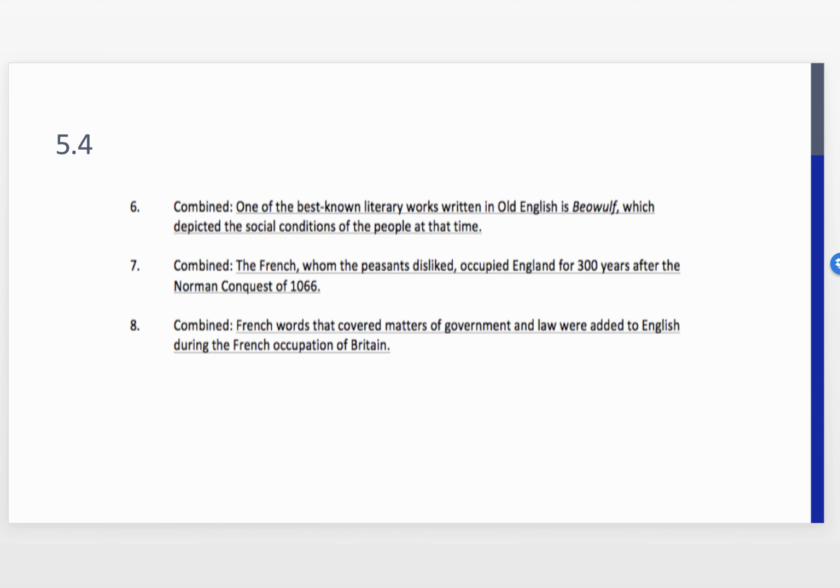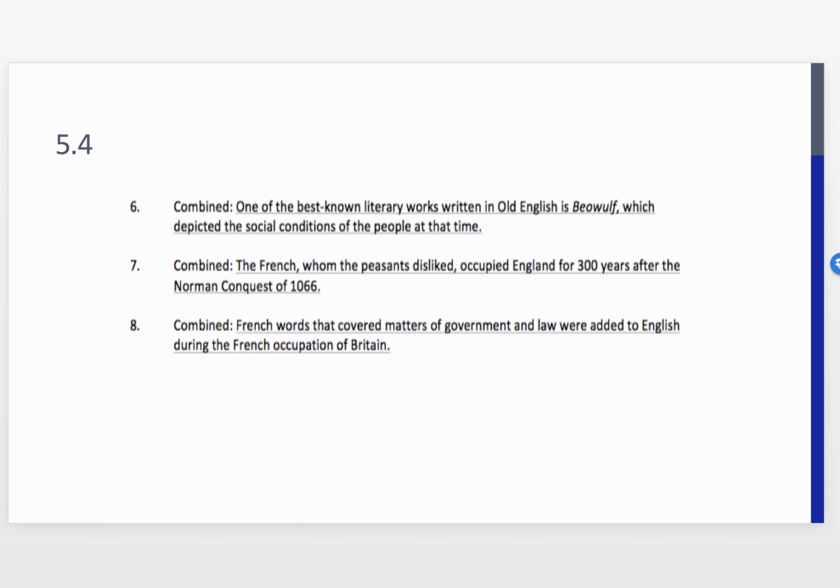In 5.4, combining these sentences, we talked about how this is done and how this is a common activity for young writers, young students. We said when there is a repeated noun, you can take the noun of the second sentence, the second clause, and make that an adjective clause. So in number 6, the repeated noun is Beowulf. So then we can turn that second one into the clause. So one of the best known literary works written in Old English is Beowulf.